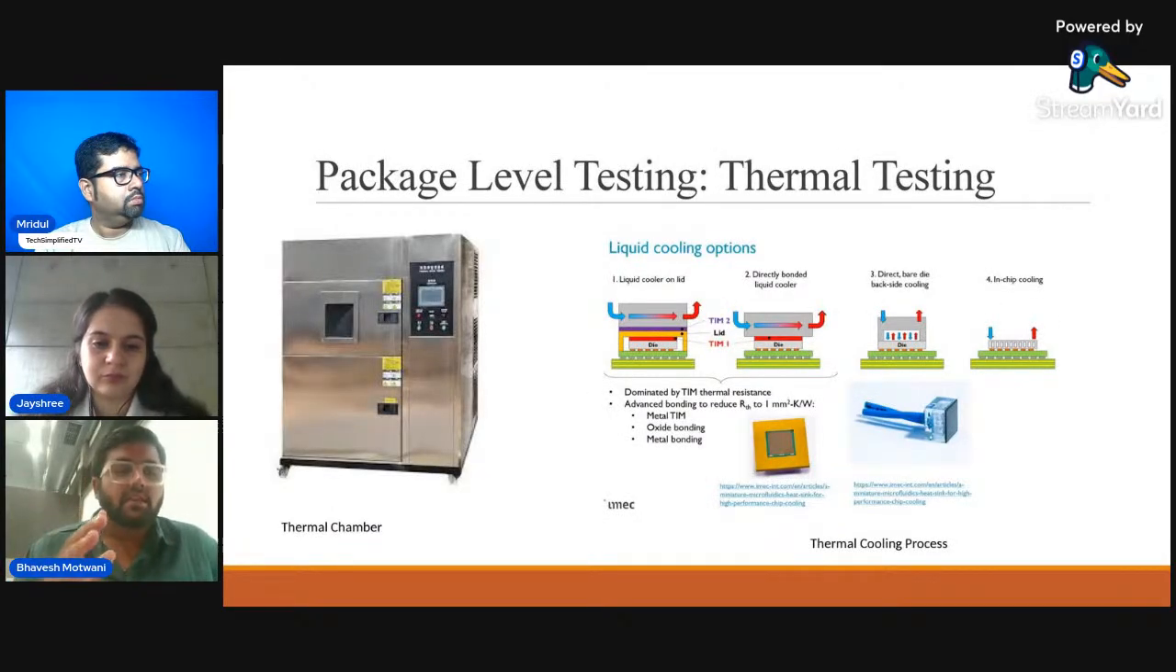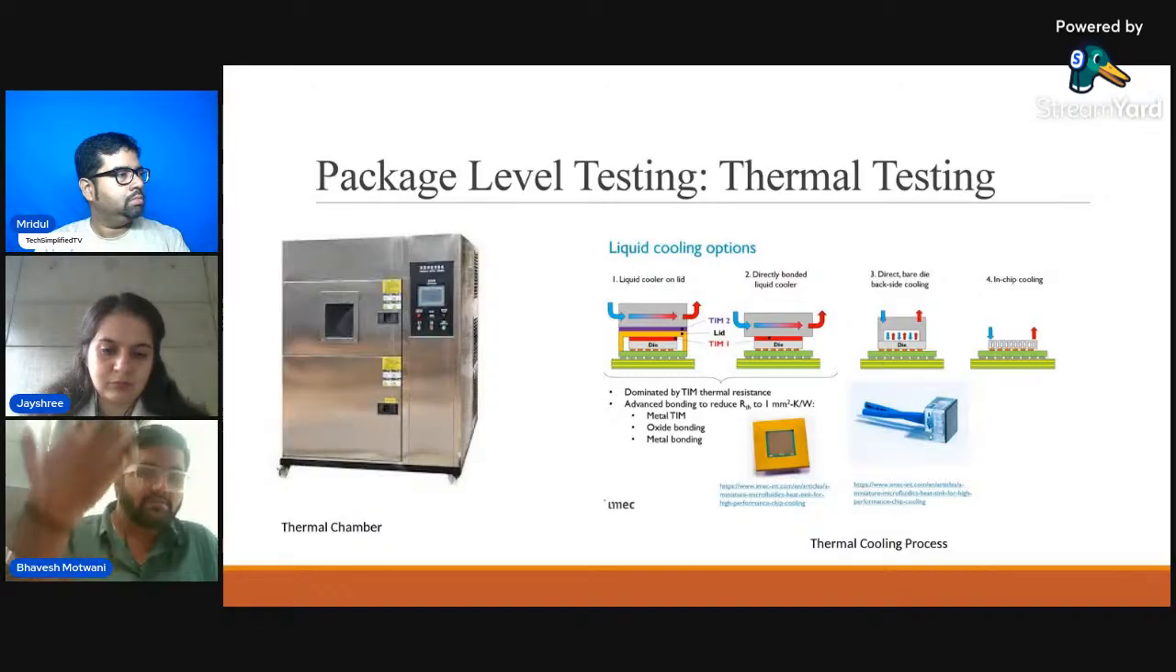Then thermal testing. Now we use ICs in our daily life. ICs are in our phones, in our laptops, even in our vehicles, and in our fridge, to have proper automation, everything. But we need to do thermal testing. Thermal testing is needed because if we take our car to Kashmir, it has very cold weather.